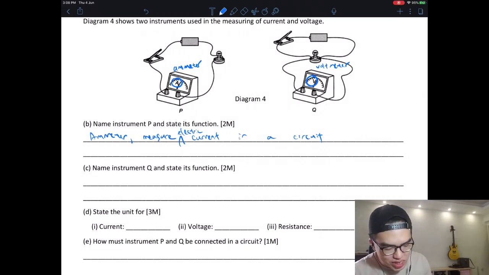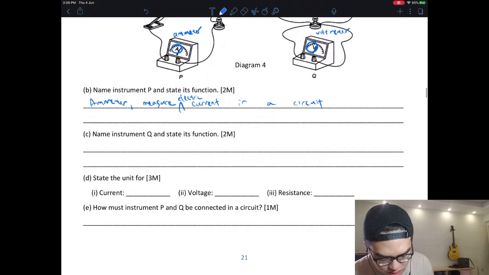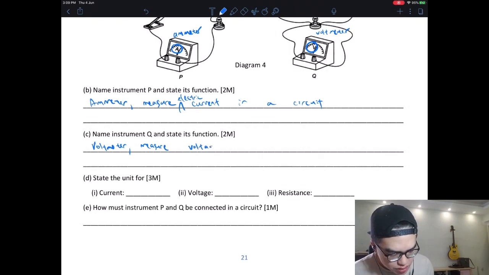So what is Q? This is a voltmeter. This is to measure voltage in a circuit.